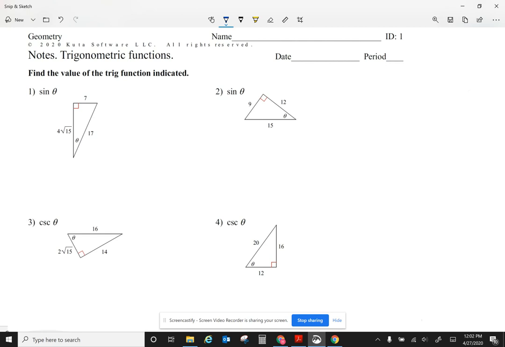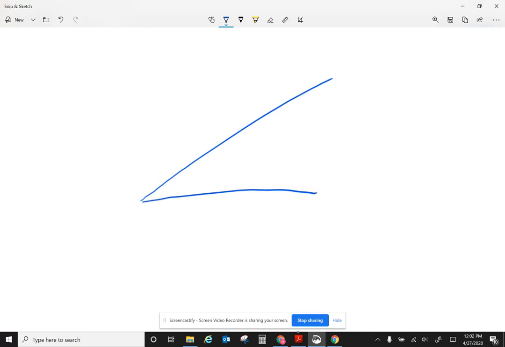All right, so for today, we're going to start looking at what we call the trigonometric functions. But first, let me review one thing. Let me go over something really quick. Let's say we have a right triangle. By a right triangle, I mean it's a triangle and one of my corners is 90 degrees.